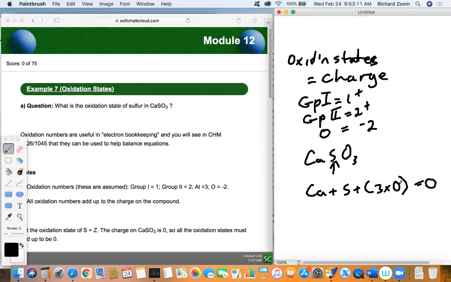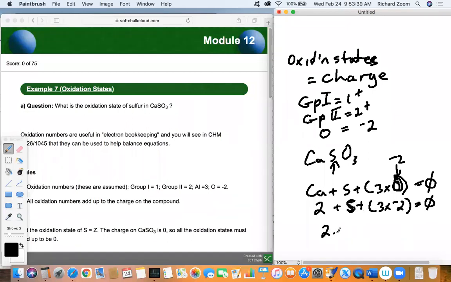That's an O, not a 0, that I'm trying to draw there. So if we look at the charges, calcium's in group 2, sulfur is what we're looking for, and then oxygen, see that's a -2 charge. It's not an O, it's not a 0, and that adds up to 0. I'll make that a 0 with a line through it.